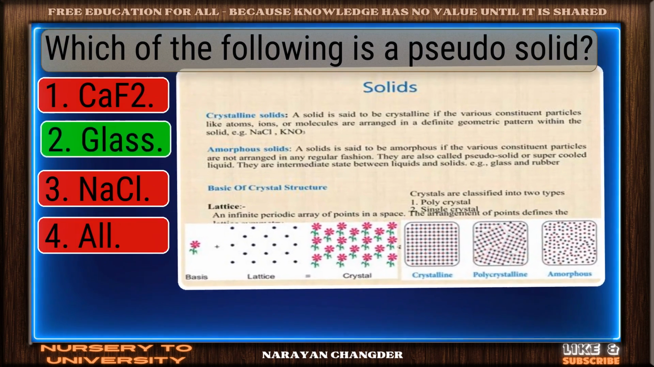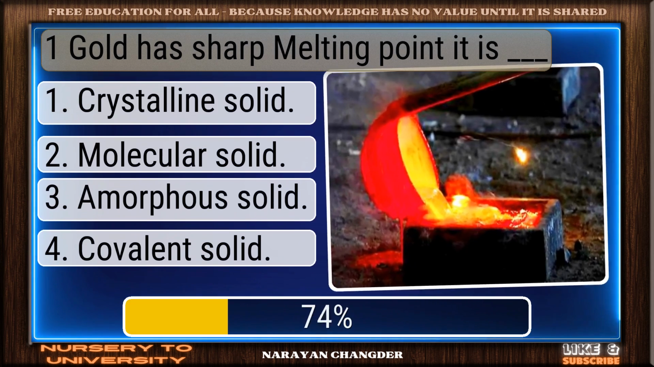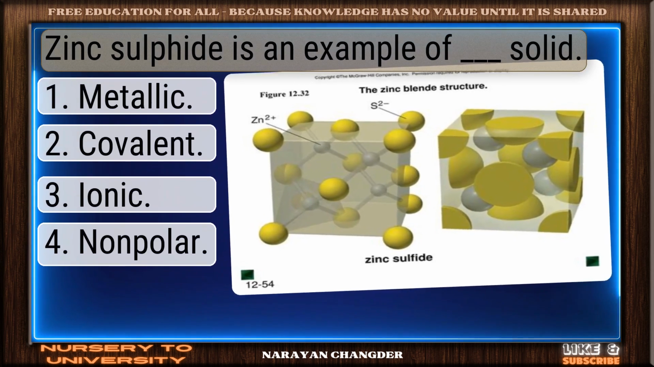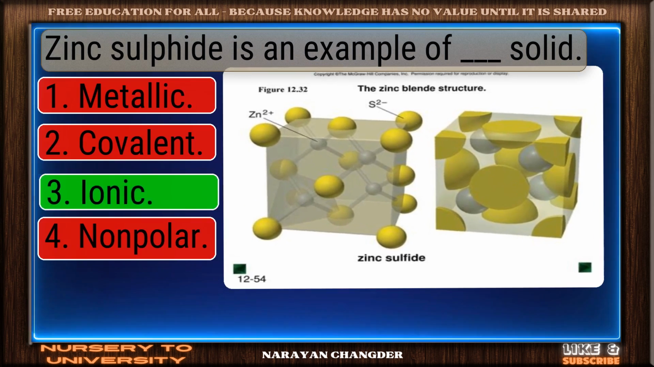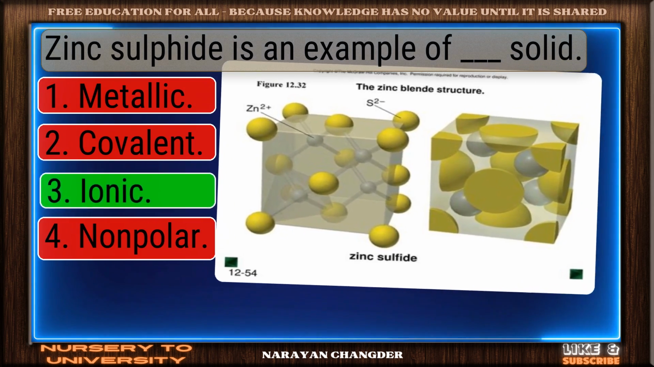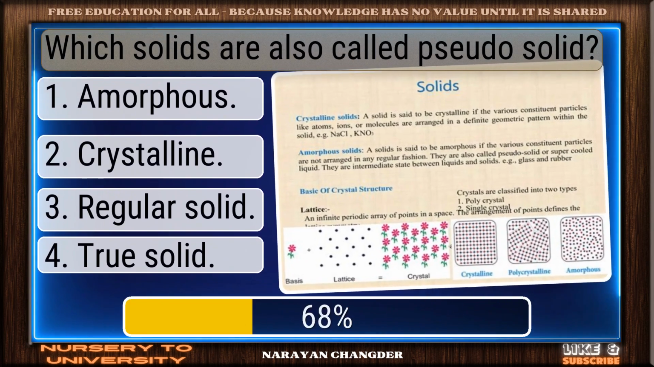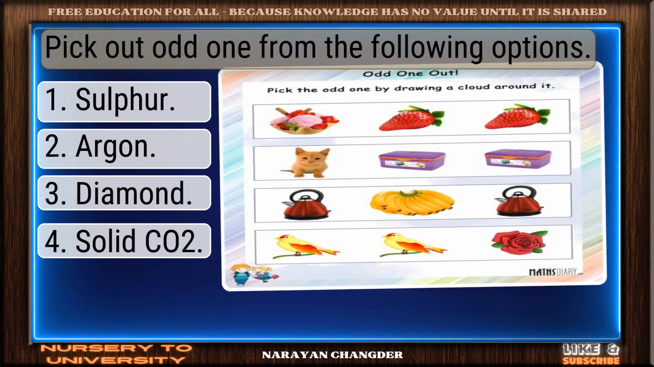Well-expressed, glass. Gold has a sharp melting point, it is dash. Spot on, crystalline solid. Zinc sulfide is an example of dash solid. Logical choice, ionic. Which solids are also called pseudo-solid? Very good, amorphous. Pick out odd one from the following options.